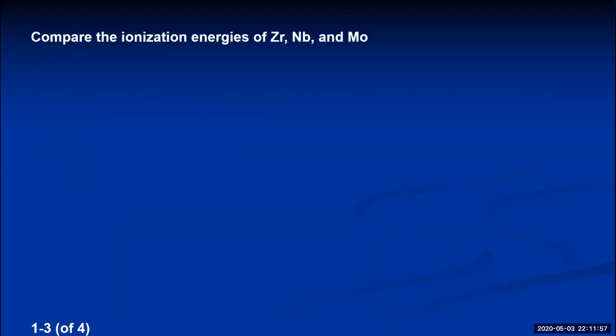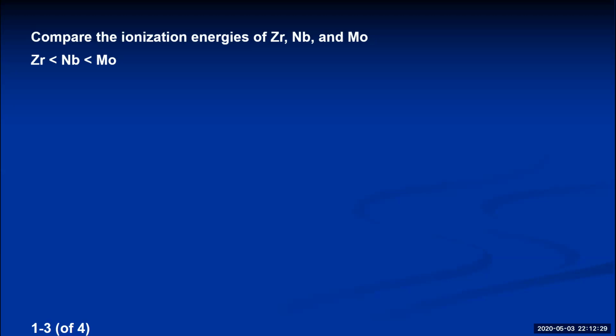Let's see if we can answer the same questions involving the periodic trends for ionization energies. I would like you to rank and compare the ionization energies of zirconium, niobium, and molybdenum. The trend for ionization energies in a row on the periodic table is the ionization energies increase as you move to the right. So for these three atoms, zirconium would have the lowest ionization energy, niobium a little bit bigger, and molybdenum furthest to right would have the largest.